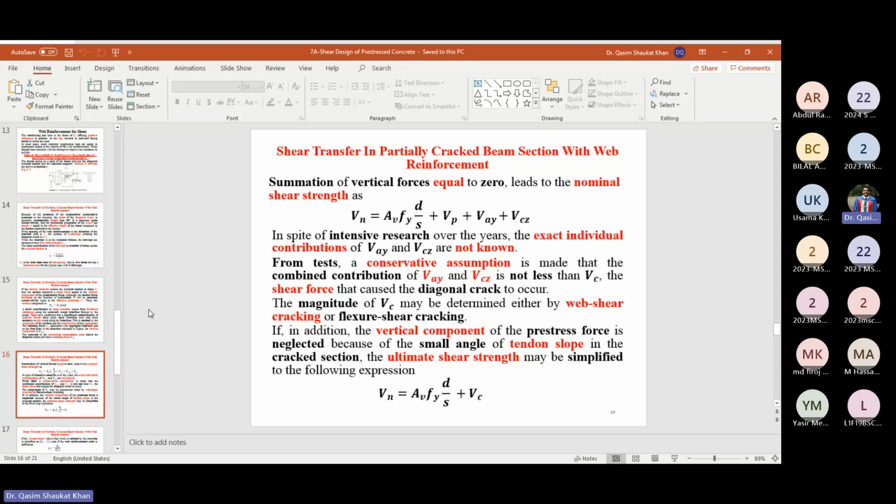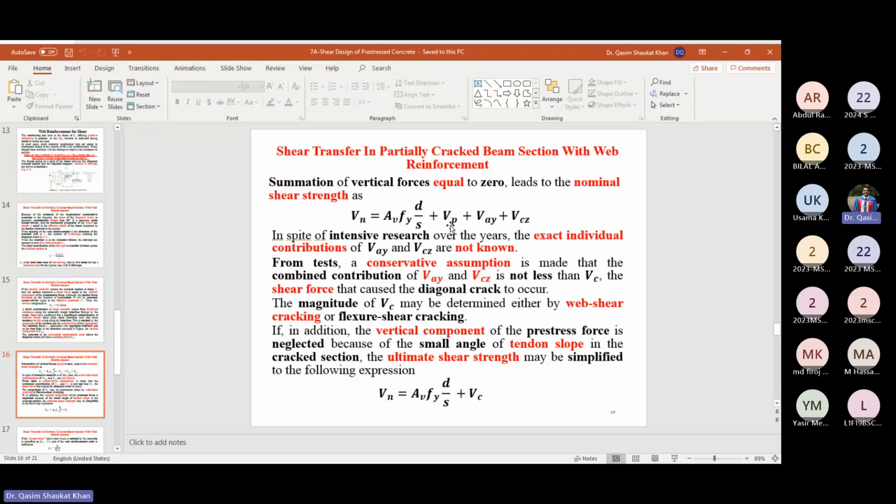Now, summation of the vertical forces equal to zero leads to the shear strength. Shear strength is provided by AVFY d over S, that is the contribution of the non-pre-stressed U-shaped steel stirrups. VP is the contribution of the tendon pre-stress, which is inclined at an angle theta passing through the crack, which is PE sine theta.